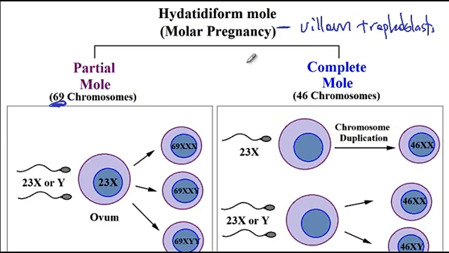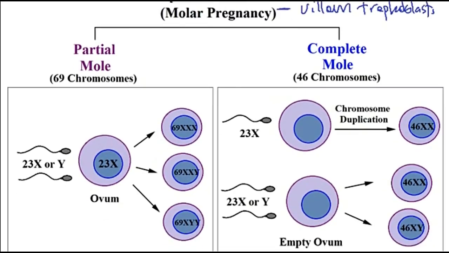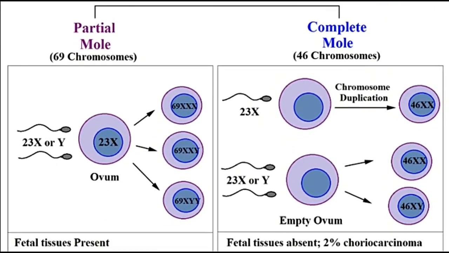So next I would like to discuss the difference between the partial mole as well as the complete mole. So with the partial mole, one egg is being fertilized by 2 sperms. So now we have 3 times 23 chromosomes. It will give rise to the 69 chromosomes. So that's why partial mole has 69 chromosomes. And so the type of combinations that we can get is one X from the egg, and then there could be an X or a Y coming from the sperms. So therefore the combinations could be 69XXX, 69XXY, or 69XYY.